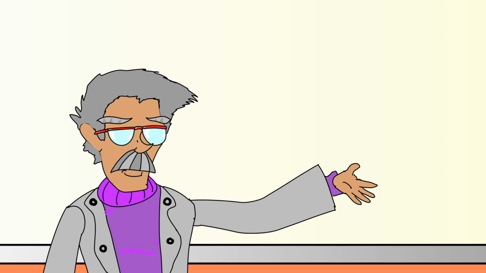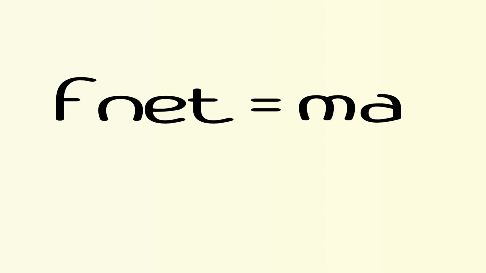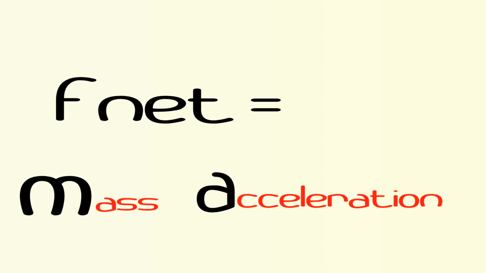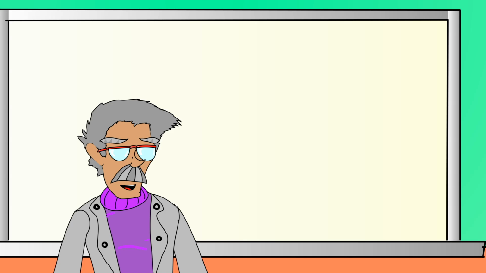If you want to find a force, there is a simple equation. Now look at this. F net equals ma. This means that if you know the mass and the acceleration of an object, you can calculate the total net force acting on the object. To explain what net force is, I'd like to introduce you to my good friend, net force.